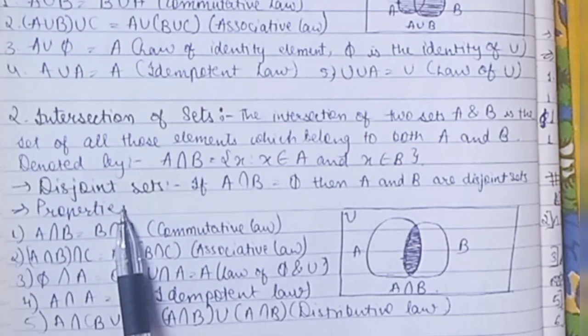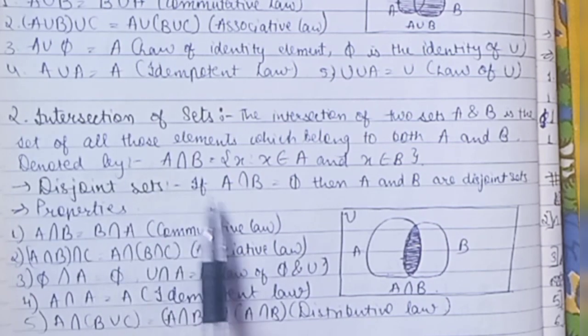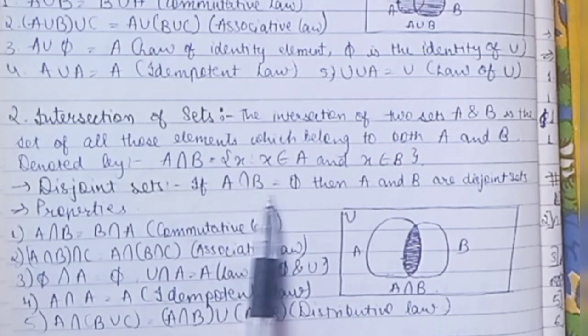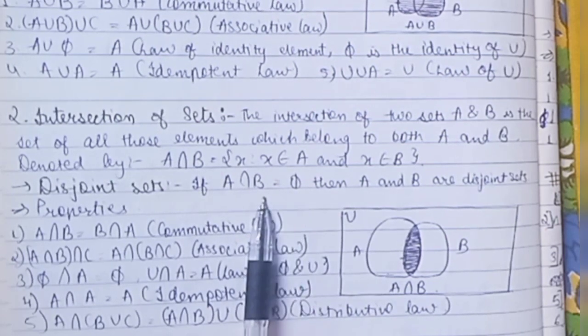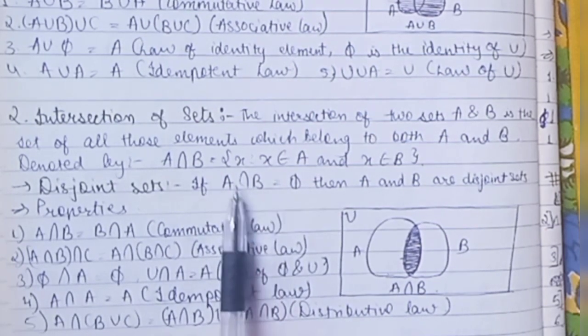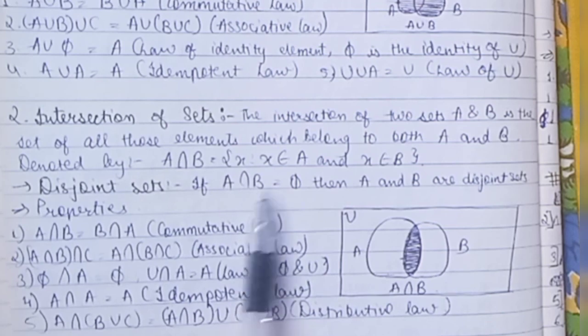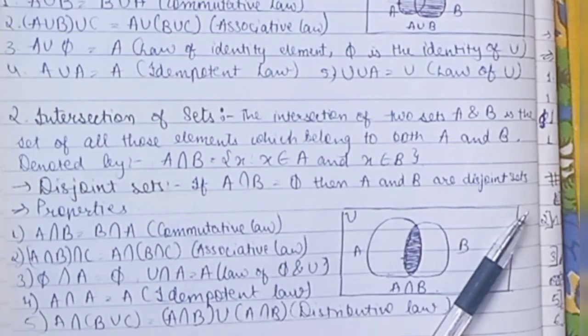Now there is a definition which is disjoint sets. If A intersection B is the null set, that means no element is common in both the sets, then A and B are disjoint sets.